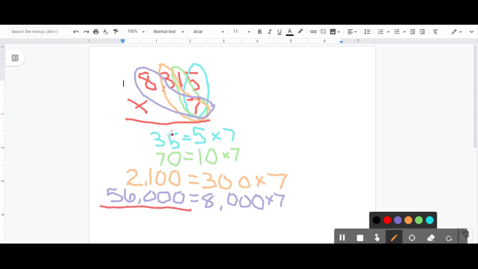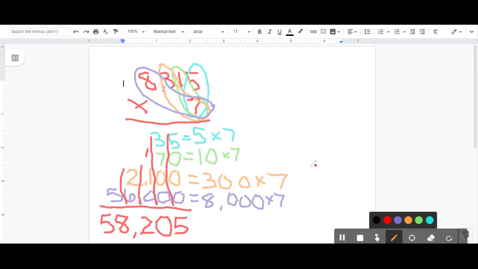But again, I want to make sure that I have these lined up correctly. Otherwise, when I add them, they're not going to be added correctly. So if I do 5 plus 0 plus 0 plus 0, I'm going to get 5. If I do 3 plus 7, I'm going to get 10. So I'm going to put my 0 down and I'm going to carry my 1. If I do 1 plus 1 plus 0, that's 2. Don't forget my comma. Then I have 2 plus 6. That would be 8. And then 5 all by itself is going to be 5.